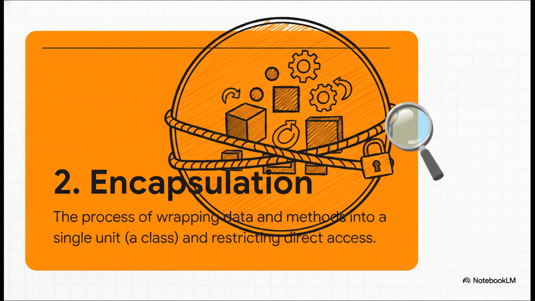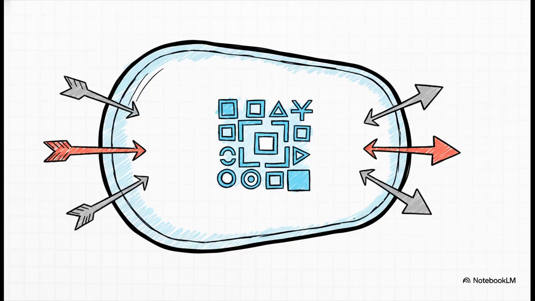And that idea of hiding complexity leads us right into our second pillar: encapsulation. This is all about bundling an object's data and the methods that operate on that data together into one single protected unit. The best way to think of it is like a protective shield or a capsule.